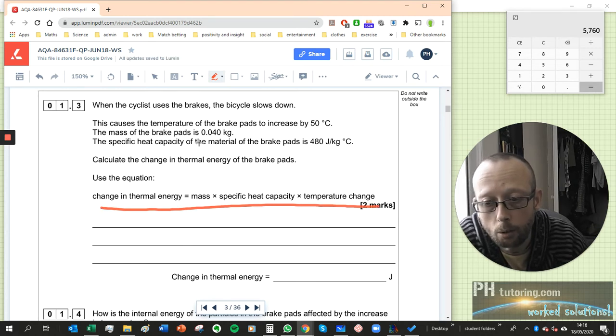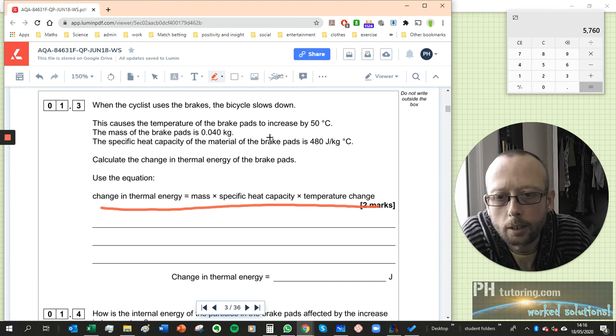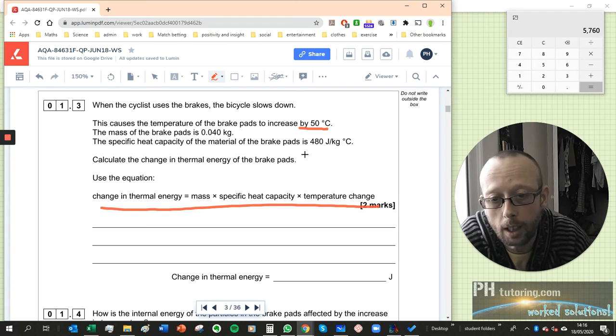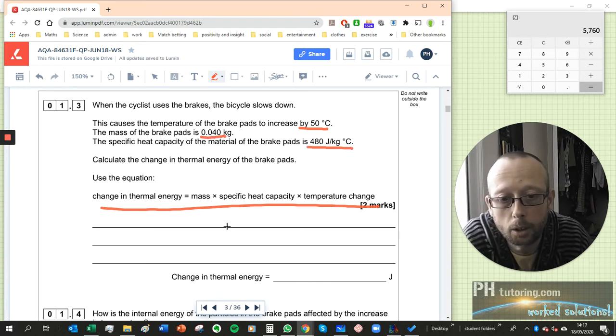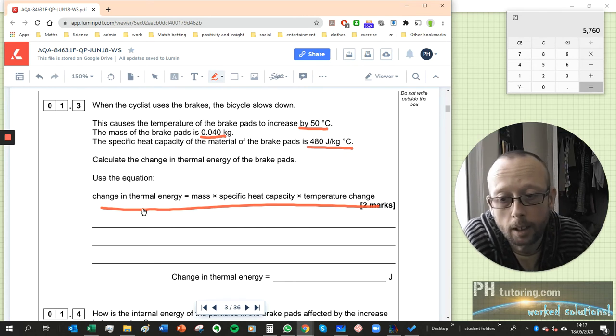Always make sure you read all of the question. So when cyclists use the brakes to slow down, it tells you there's a temperature increase of 50 degrees C. They could have given you the starting temperature and the final temperature, and then you would have to work out the increase, but they didn't do that. They gave you the increase, which is nice. It gives you the mass. It gives you the specific heat capacity. So let's just make sure. It looks like we're just going to put it into the formula, but let's just make sure of it.